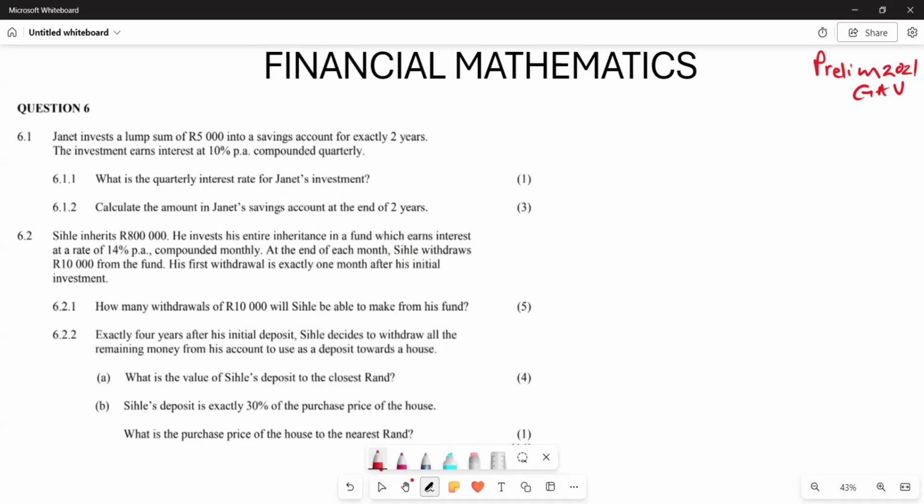Firstly, they say Jeanette invests a lump sum of 5,000 into a savings account for exactly 2 years. The investment earns an interest rate of 10% per annum compounded quarterly. Now they ask, what is the quarterly interest for Jeanette's investment? So they want to know how much Jeanette is going to get in interest per quarter. Remember, it is given by a quarterly payment, right? All right, so let's see what is the best thing that you can do.